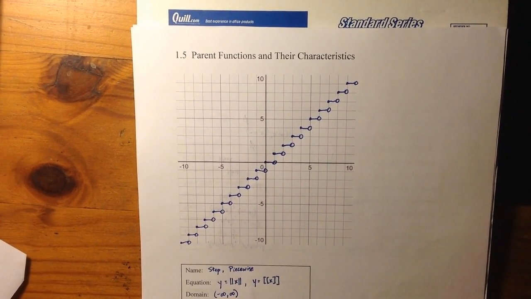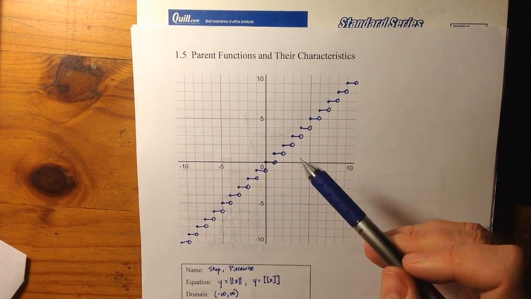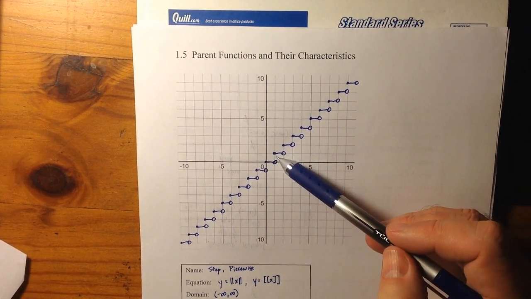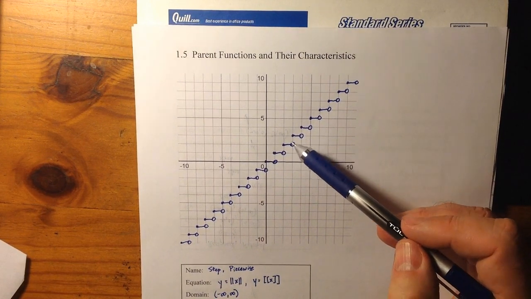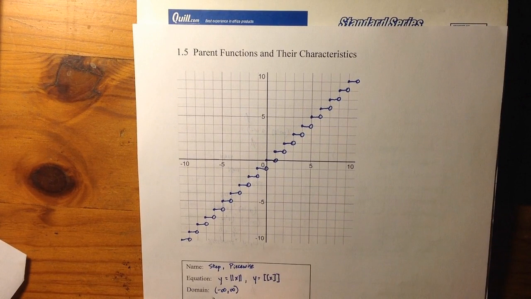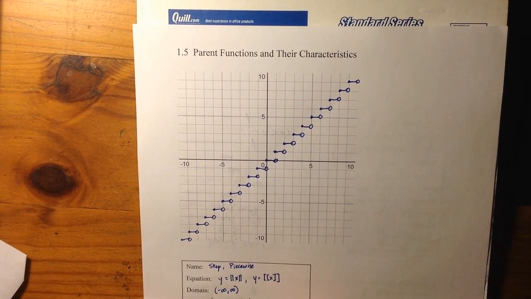The range, however, is only just the integers, right? For example, I don't get a y value of 0.5. That doesn't exist. 1 exists, 0 exists, 2 exists, 3 exists, but not those fractions in between. And so the range is going to be, we're going to do this by dot, dot, dot, -3, -2, -1.